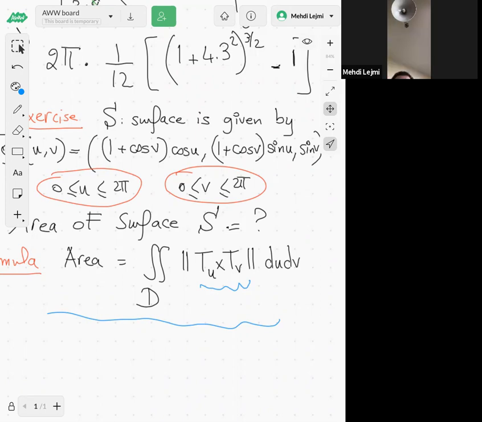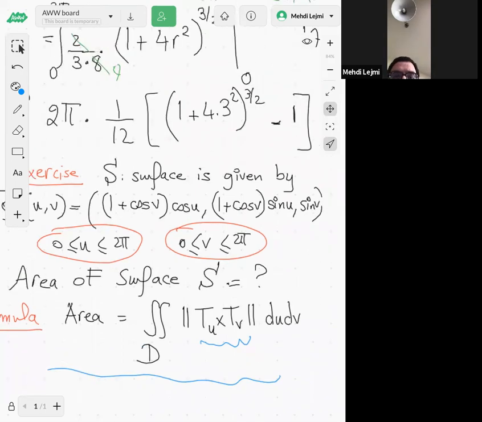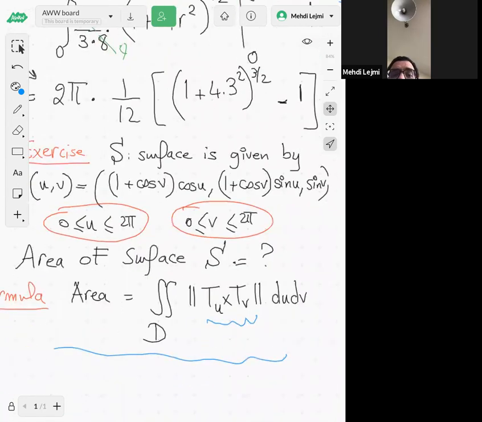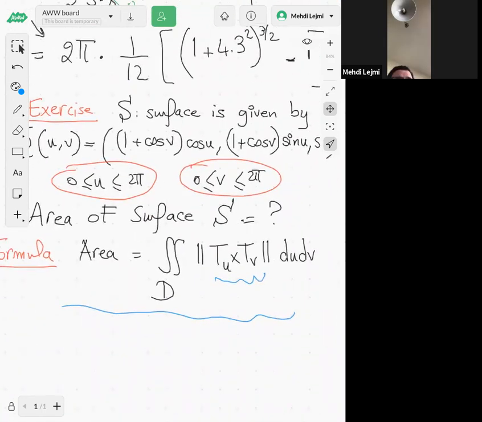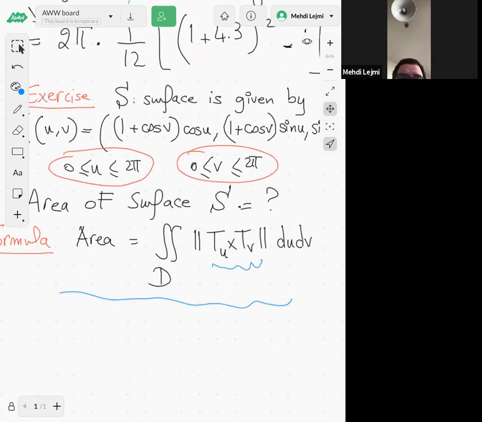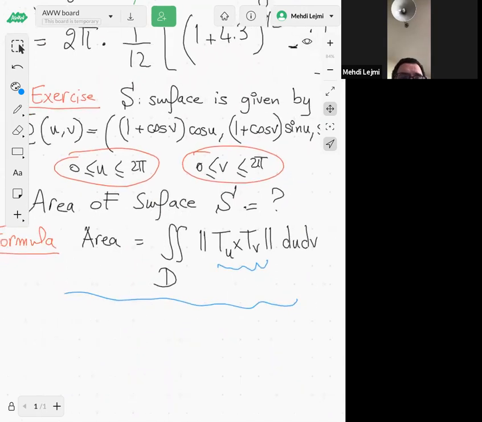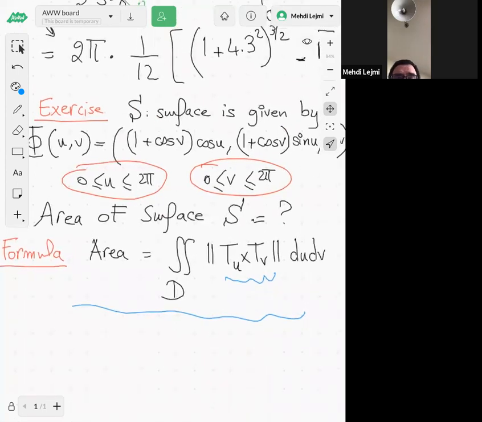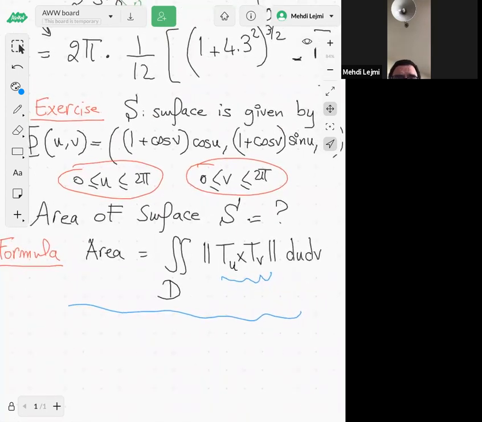So again, this is different from my previous example. In the previous example, the surface was given by the graph of some function f. Here, the surface S is not given by a graph of a function. We have the parameterization of the surface S, but it's not given by the graph of some function f.